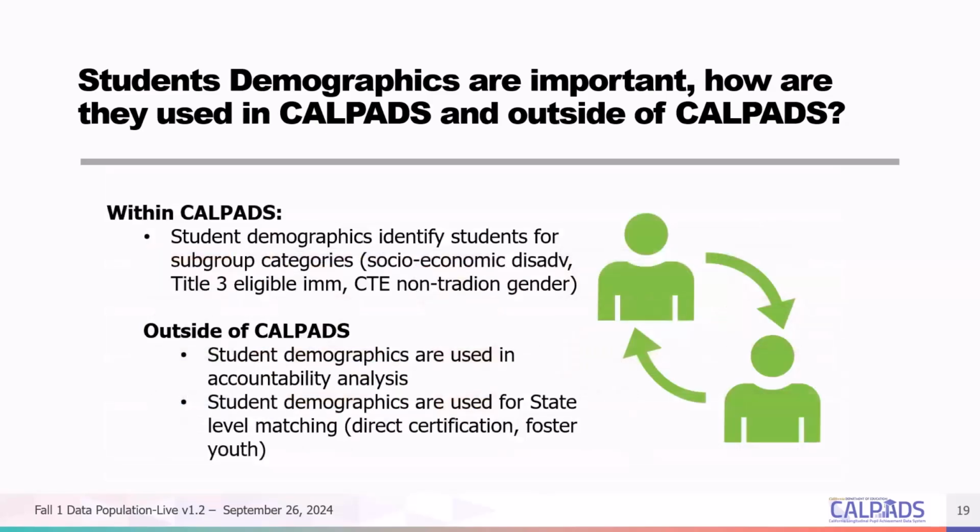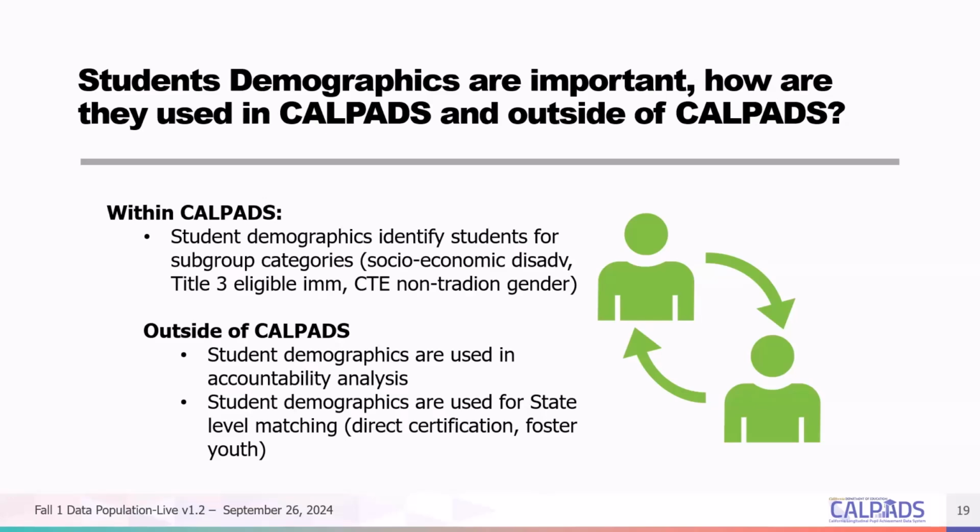So within CalPADS, SINF records are used to identify students in certain subgroup categories, and that includes socioeconomically disadvantaged. The parent ed level goes into that calculation. So thank you for that answer there. Title III eligible immigrants and non-traditional gender. Non-traditional gender is a designation for participants and completers of CTE courses.